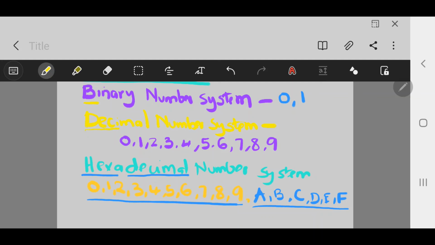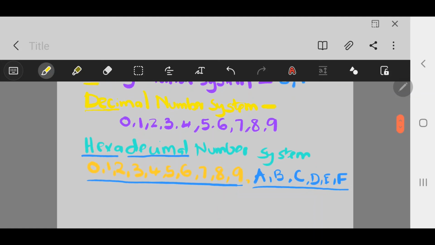Deci has something to do with 10. These are digits 0, 1, 2, 3, 4, 5, 6, 7, 8, and 9. You can model any number from these digits. Like if you want to give me 1 million bob, you only take 1 and 6 zeros, then that makes a million.